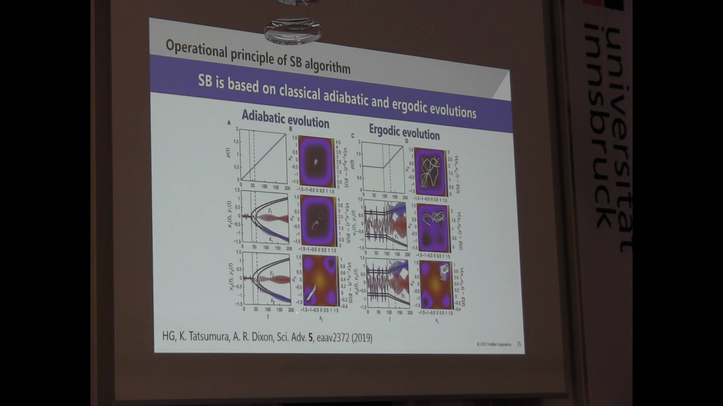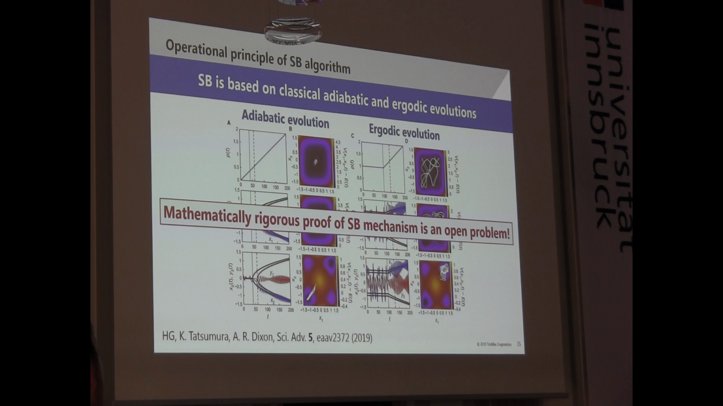But here we also use this ergodic evolution. So in this machine, we use both kinds of dynamics. So I think the known classical adiabatic theorems cannot be applied to explain this mechanism. So I think the mathematically rigorous proof is an open question. Let's consider that together. Okay. Thank you.